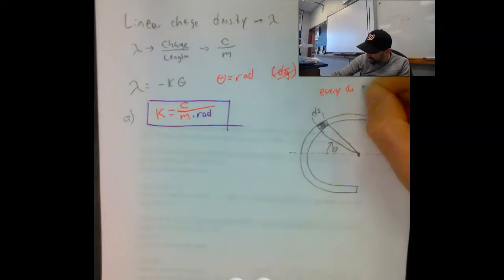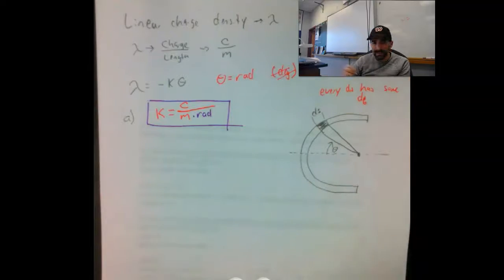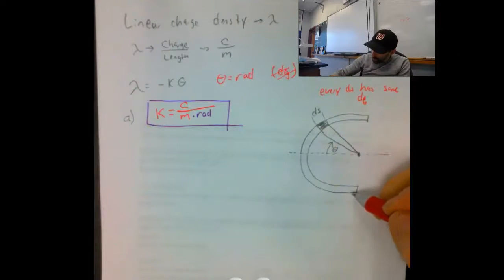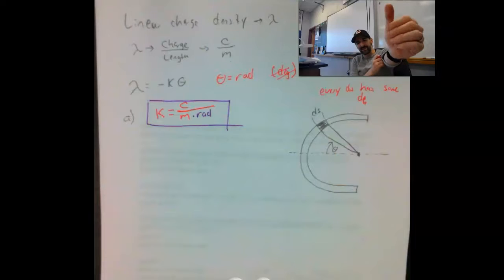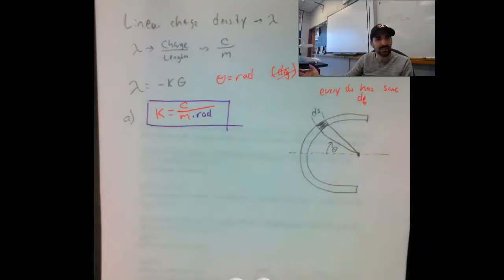Every ds has some small dq, right? Because my whole length s would have a whole charge q. Well, how is that going to be helpful to us? Well, let's go back to review the stuff that we know.